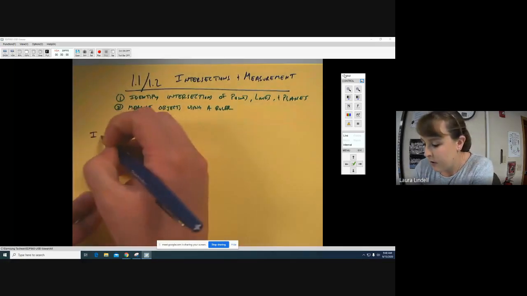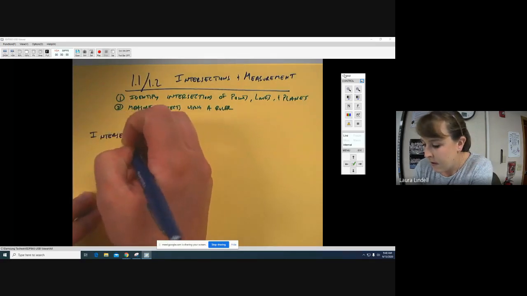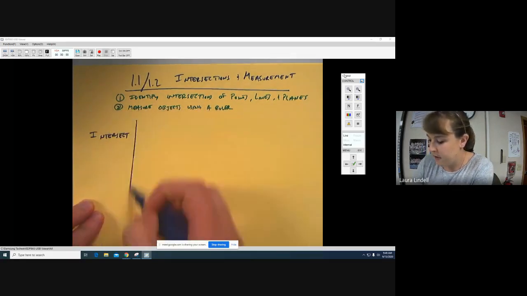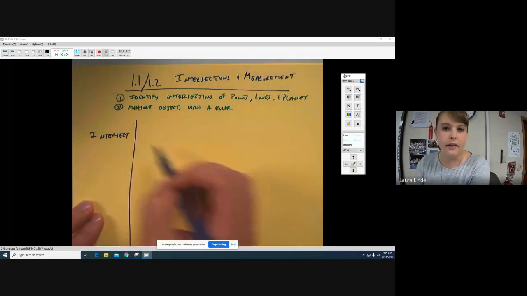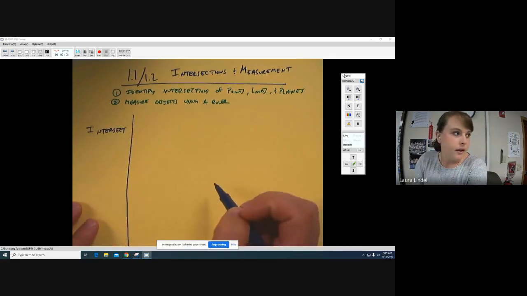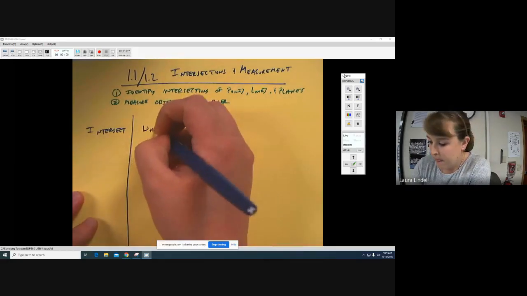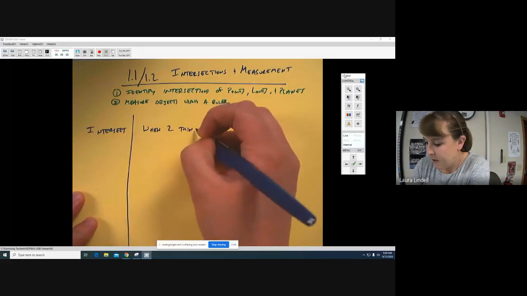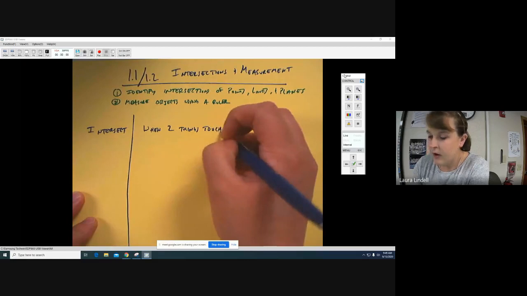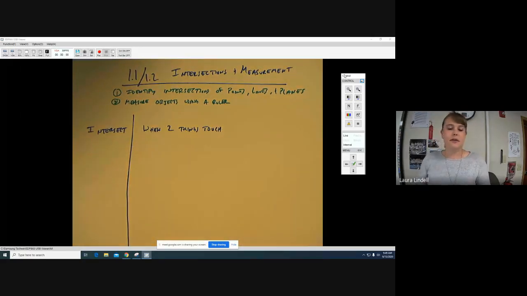For these notes today, I'm going to put kind of a category over here and then talk about it over here. So for intersecting, that is when two things touch. So whether that's 2 points touch, two lines intersecting or touching, a point touching a line, a plane touching another plane, we're going to talk about what happens when things intersect, when they touch.